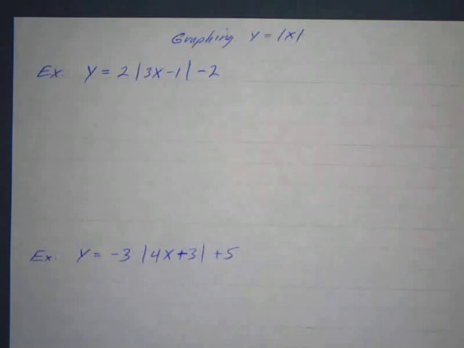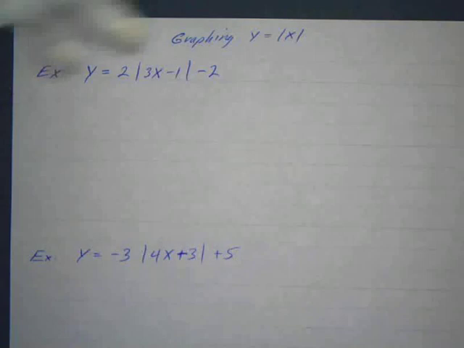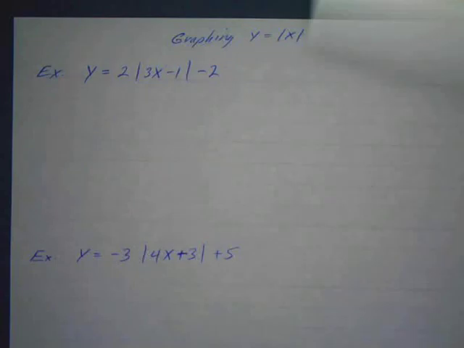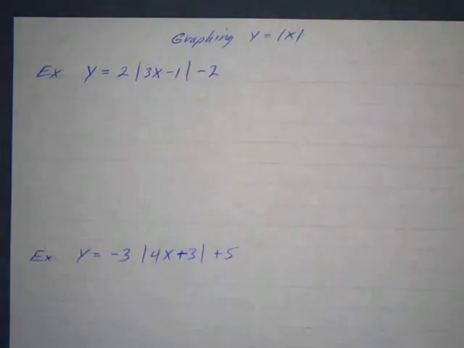Okay, here's some more examples of graphing absolute values. And what I did on the last video, you might want to write this down so you have it as a reference of this general form. So again, we want to have just a 1 in front of the x, so we've got to work on this a little bit.